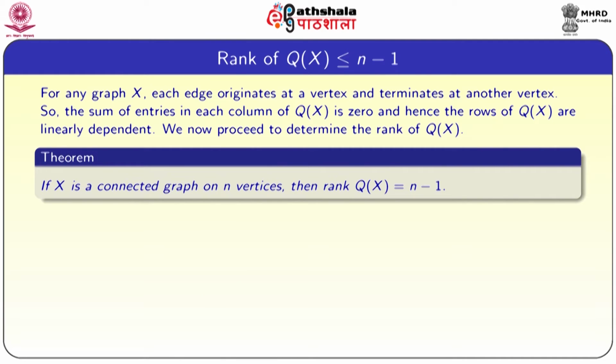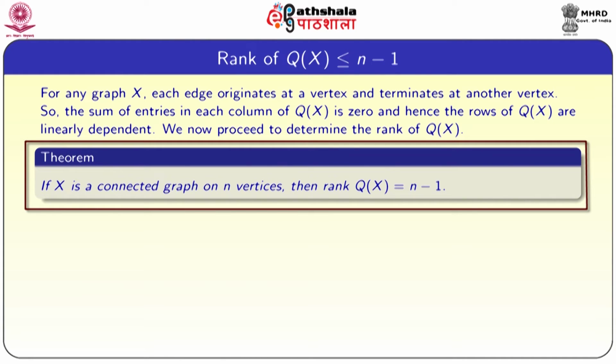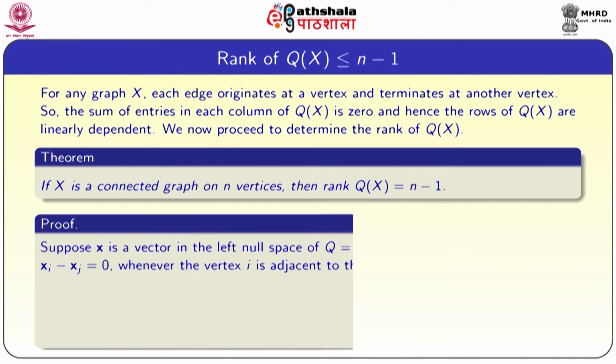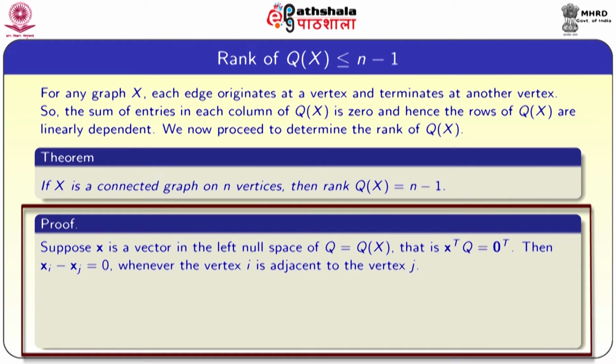If X is a connected graph on n vertices, then the rank of Q(X) is equal to n minus 1. That means, if the graph is connected, then the rank of Q(X) is exactly n minus 1. Otherwise, we already observed that the rank is less than or equal to n minus 1, but if the graph is connected, then the rank is equal to n minus 1. Now, we will see the proof.